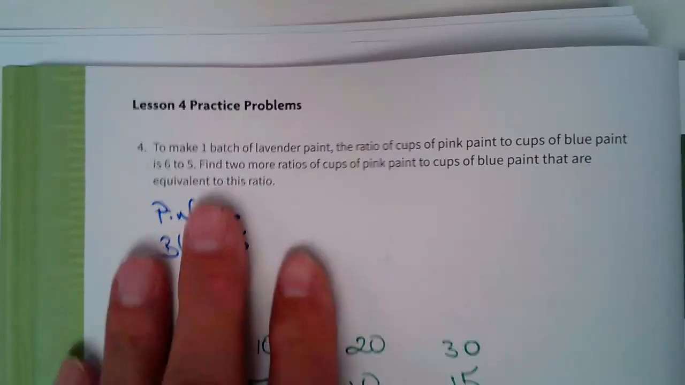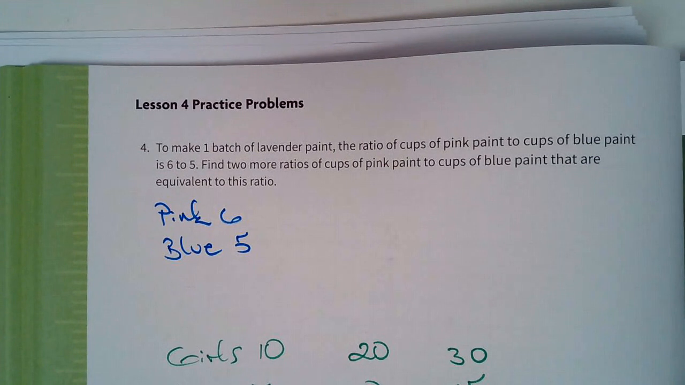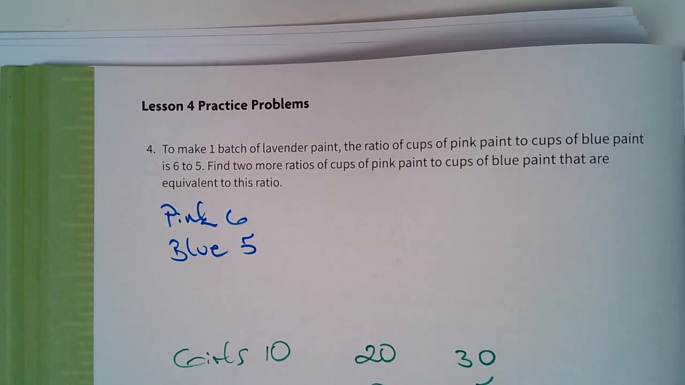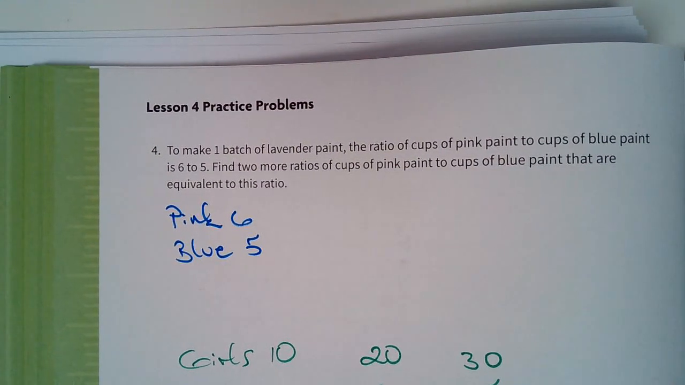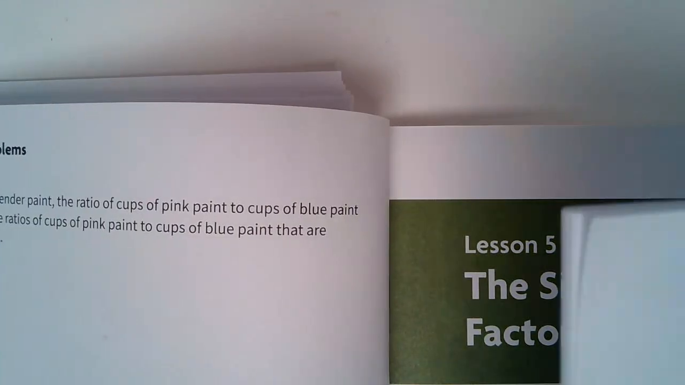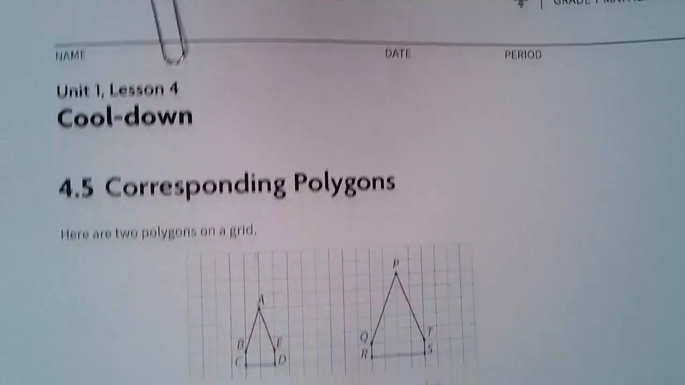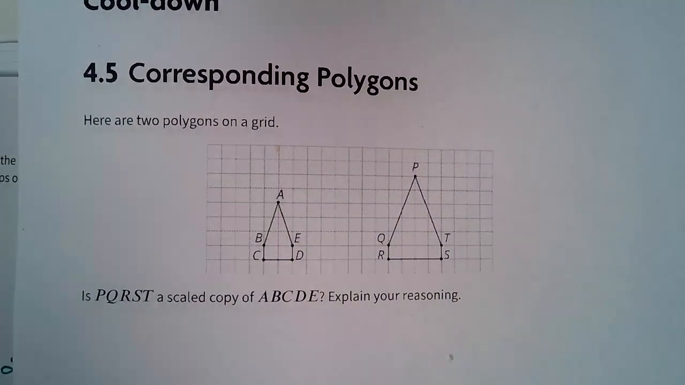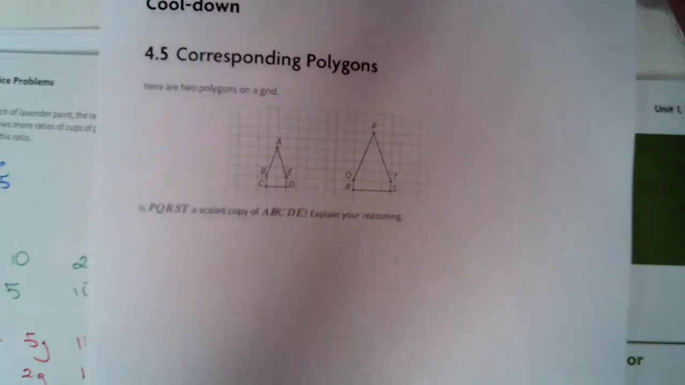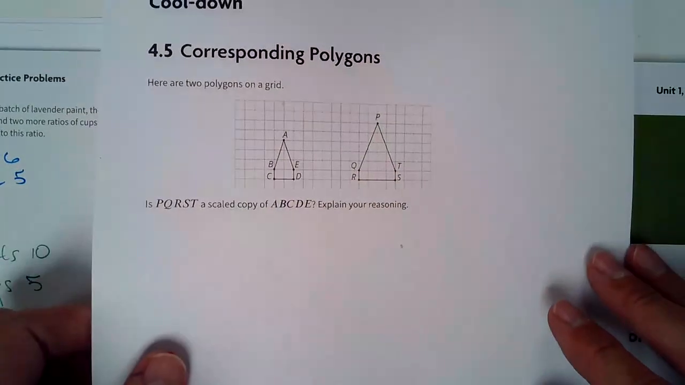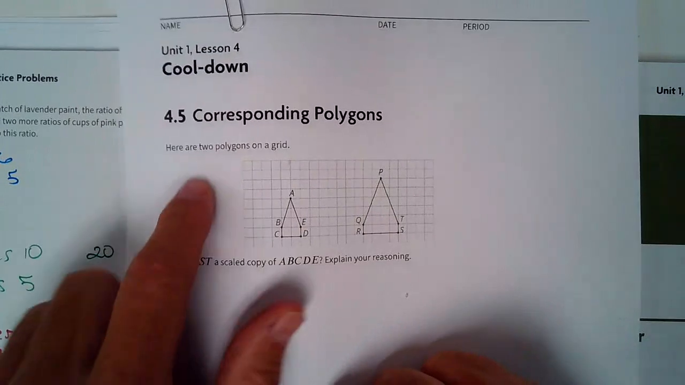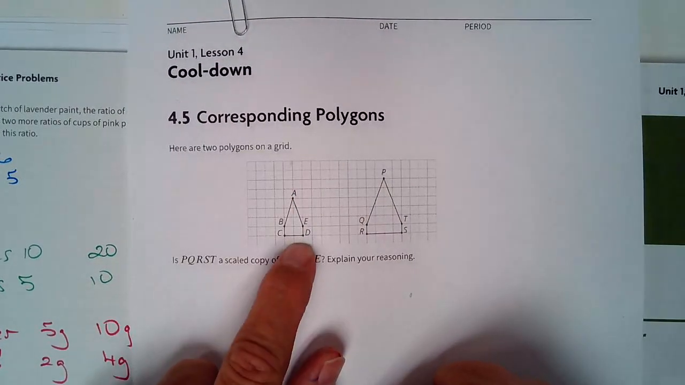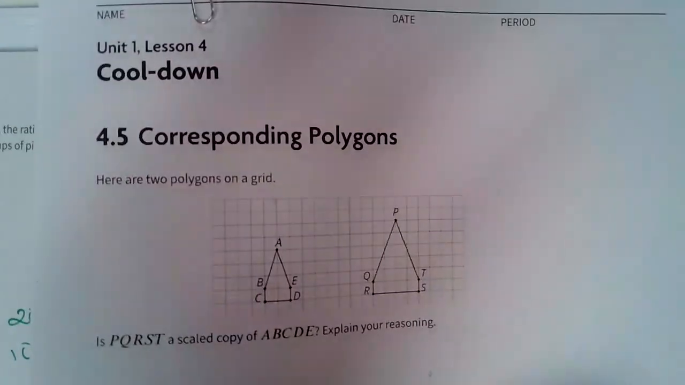You're going to do the same thing with number 4 there. Before I end this video, which is going to end on its own in about 3 or 4 minutes, I am going to give you one sheet. It's a cool down, and this will be your Friday work, so I'll collect this on Monday. It's pretty straightforward. You've done a few problems like this. It says corresponding polygons, here are 2 polygons on a grid. You can see them there. I'll zoom back in for you.